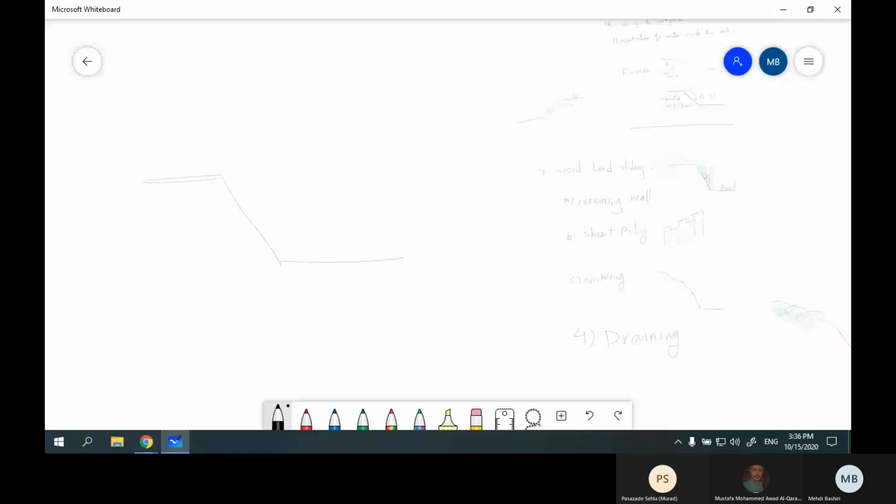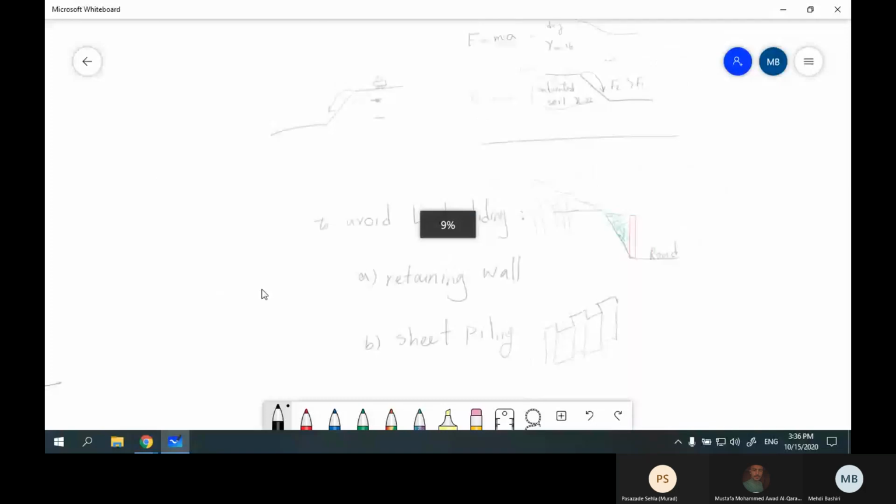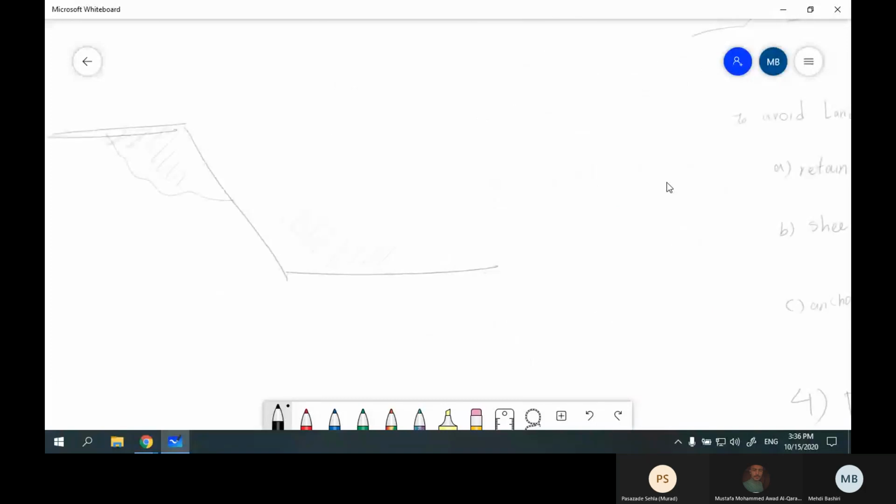For example, if we have a landslide here, the main problem with this landslide is that we would have many failures in this part, in downstream. For example, sometimes we may have a village here. Sometimes we may have a road. Because of this landslide, all of them would disappear.